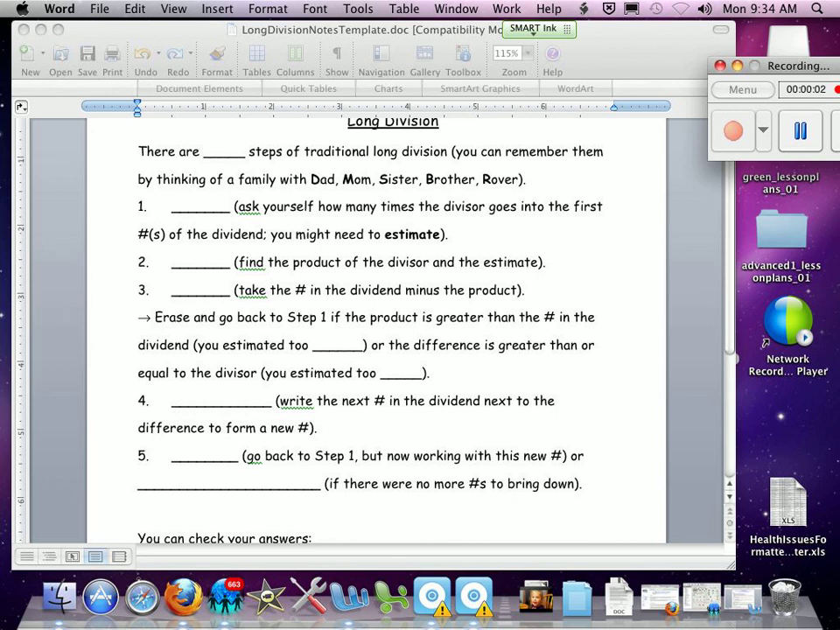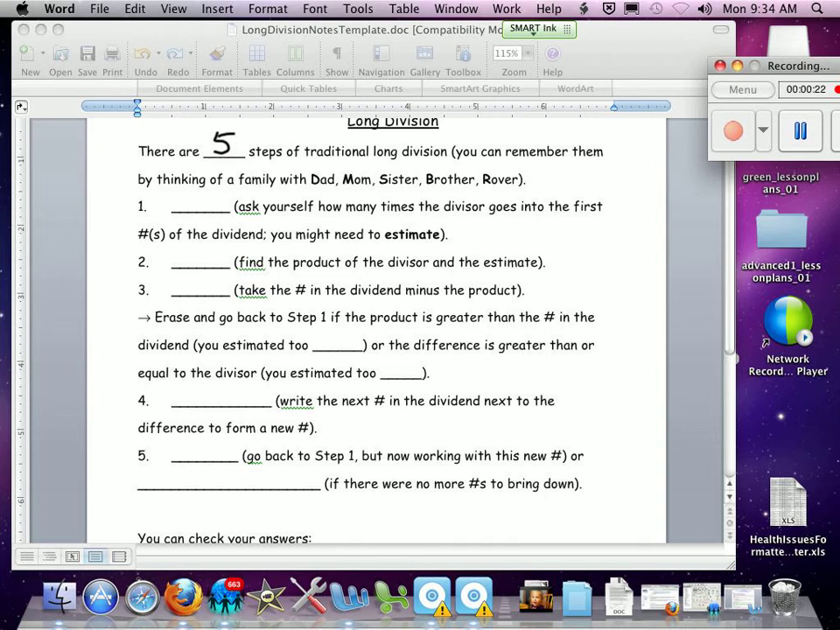I did not make up this mnemonic for remembering the steps of long division, but I like it. I like it lots. So we're going to use it throughout the whole year. There are 5 steps of traditional long division. And the thing I found is you can remember them by thinking of a bossy long division family. They love to tell people to do long division.